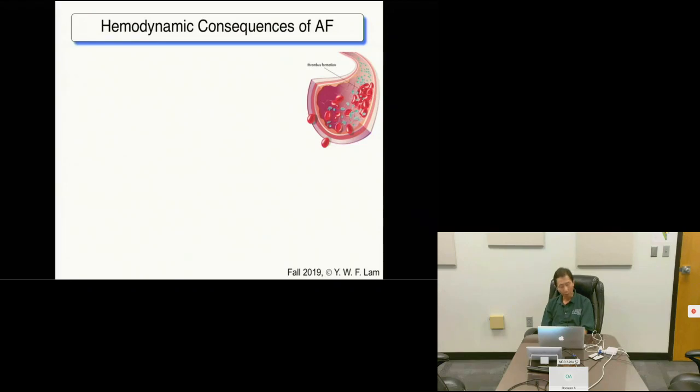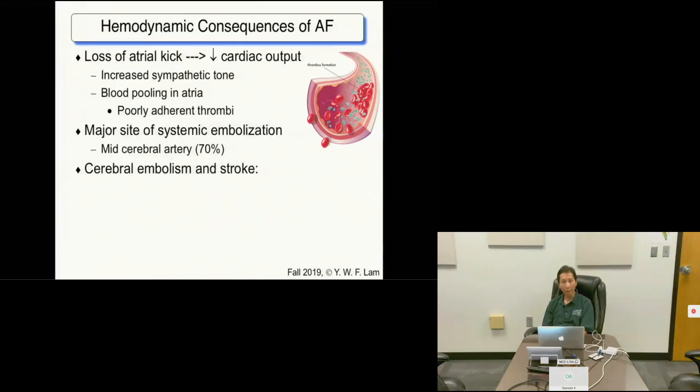And if your atria are not beating correctly because of chaotic atrial depolarization, then one of the hemodynamic consequences of atrial fibrillation is that eventually you're not going to be able to fill the ventricle adequately, and you're going to have a significant reduction in cardiac output. The patient is going to be hypotensive.